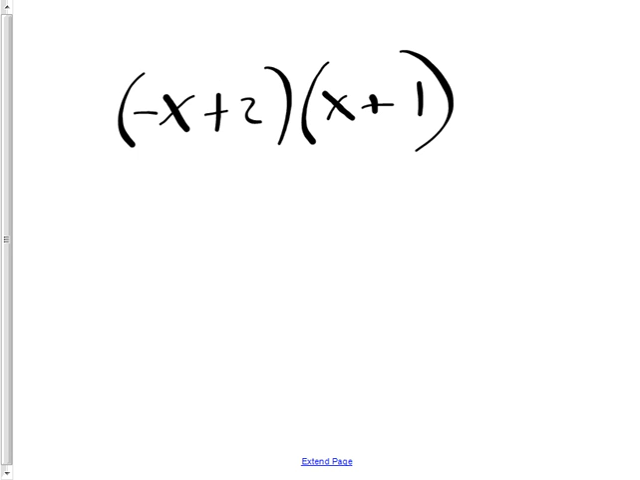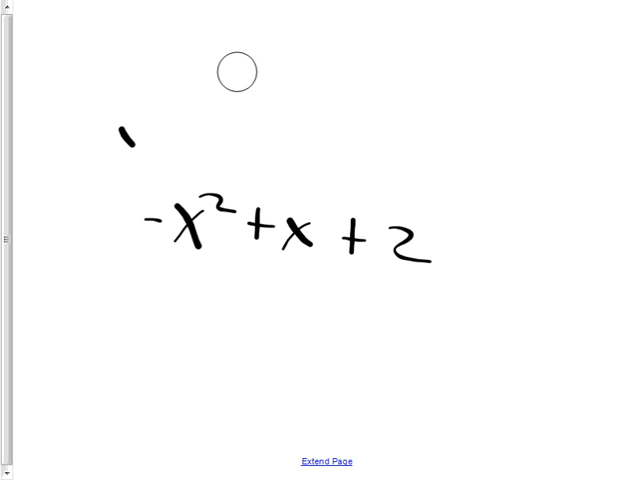So I'm going to multiply this out first and go negative x squared, outside, inside makes plus x, and the last makes 2. So how could the kid have done it correctly then? When you had this problem right here, you have to start by getting rid of the negative, which means you have to factor out negative 1. Do it, everybody. And then factor it from there.